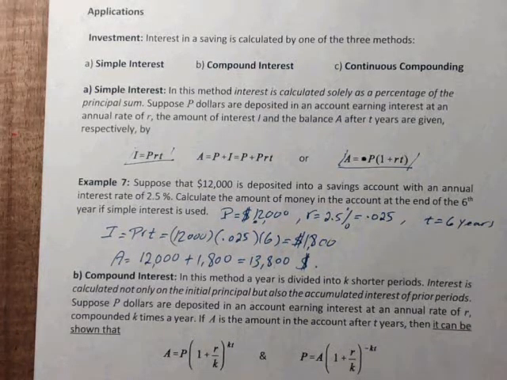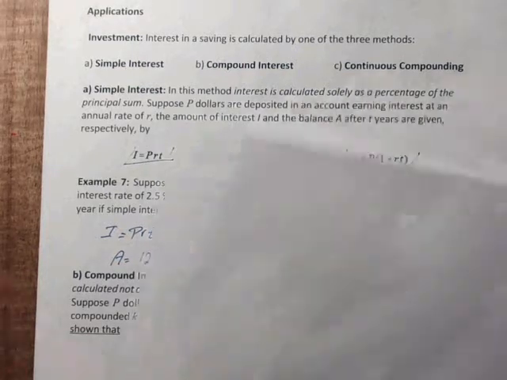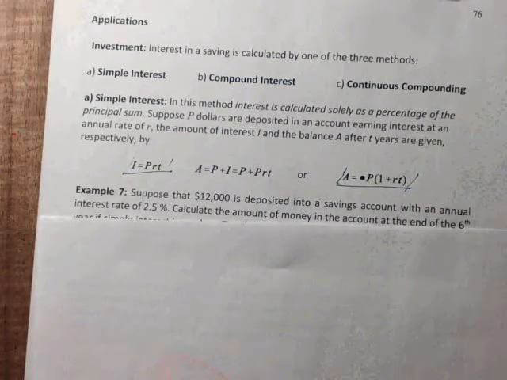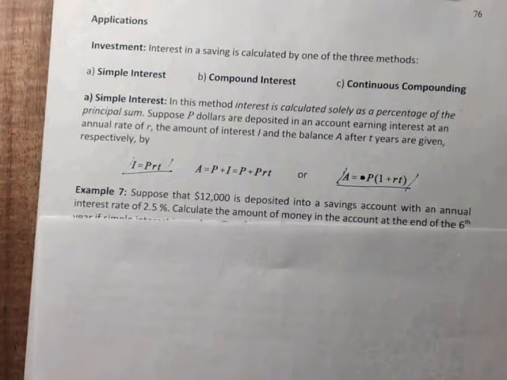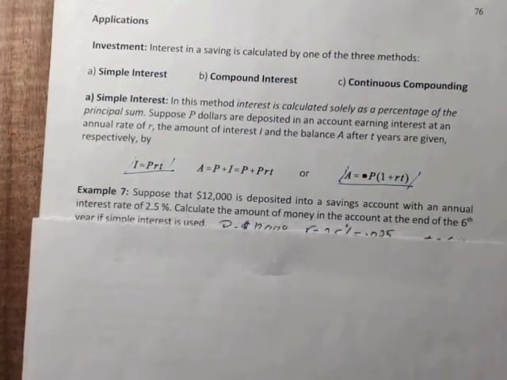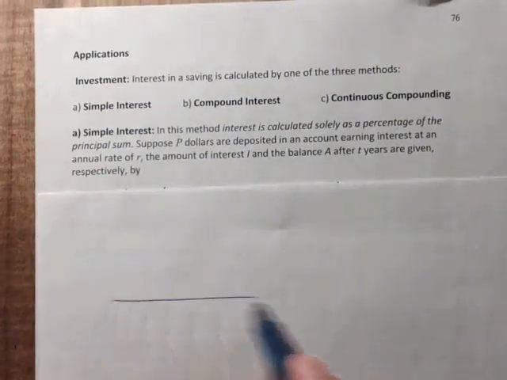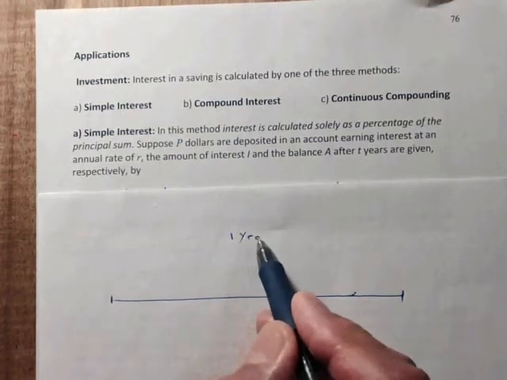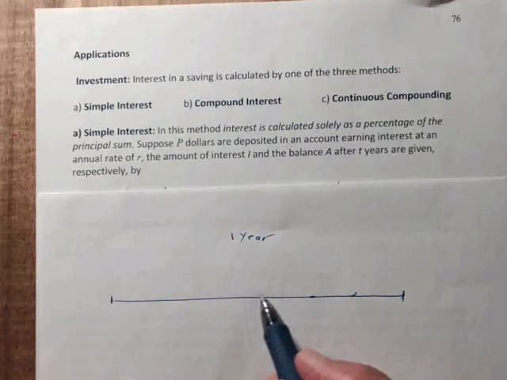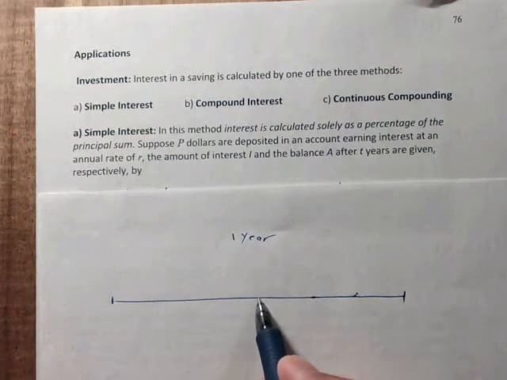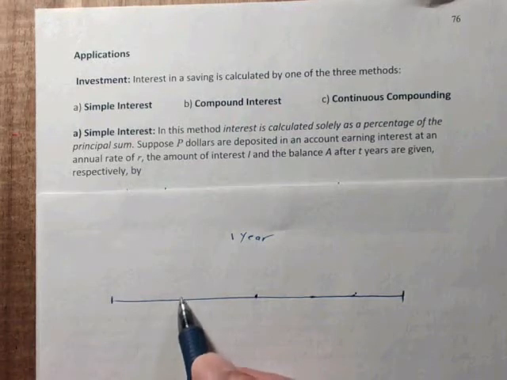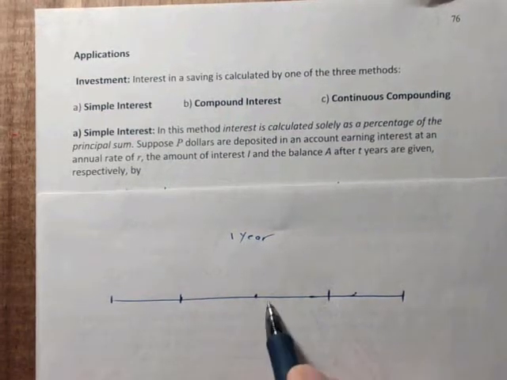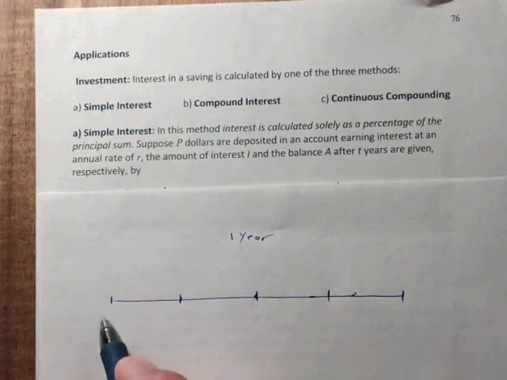So what it means is this. Let me just draw something here. Basically, what we're trying to say is this. Let's say this is 1 year, and I divided it into k equal periods. So let's say, for the sake of discussion, 4. We want to do it quarterly. Okay. So you start with P dollars in the beginning.